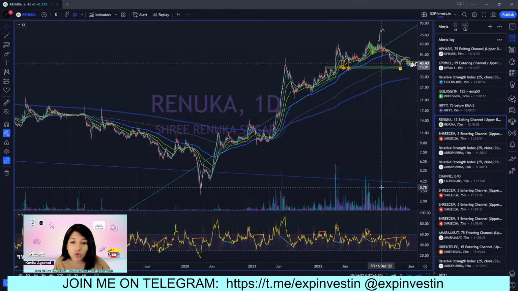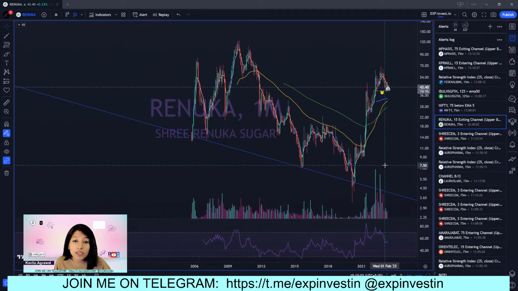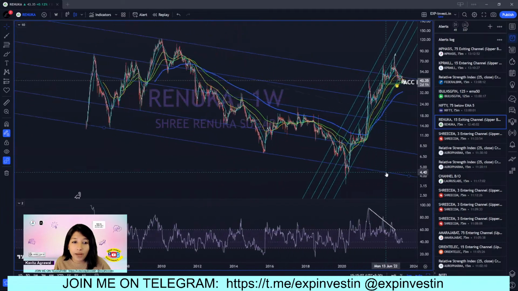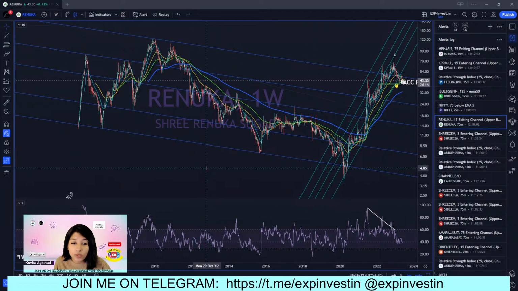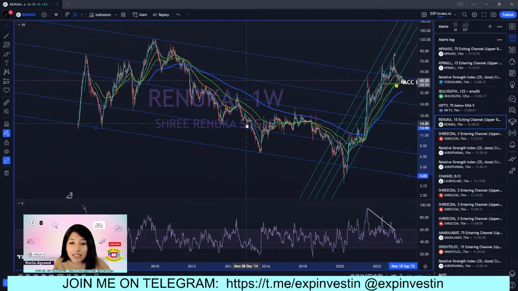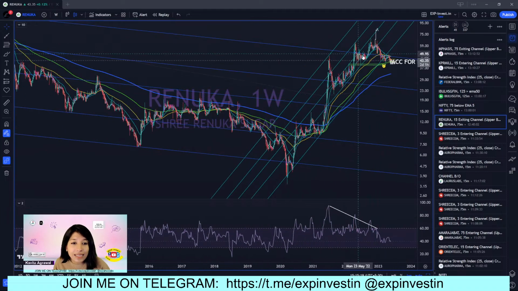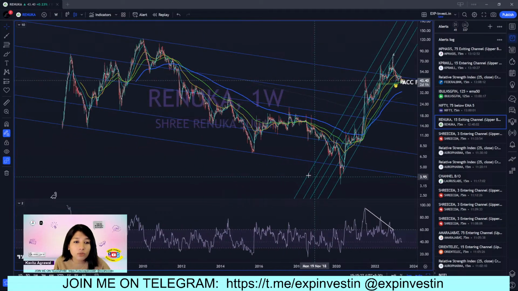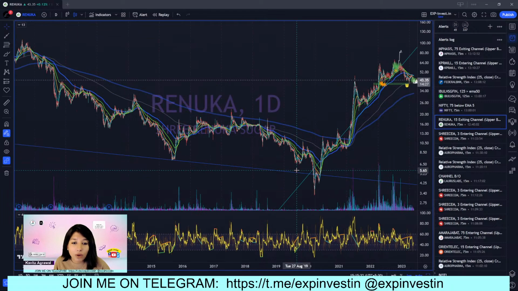Okay, so let's talk about Renuka. We'll start with a monthly time frame, and what I can see on the monthly time frame is that Renuka is already in a very strong uptrend. Now we are on the weekly time frame, and on the weekly time frame we see there are more trend lines, and these trend lines are basically indicating that very recently Renuka has given a very strong breakout above the highest trend line. For some reason the volume is not showing on the weekly time frame, but no problem. Let's take a look at the daily time frame now.